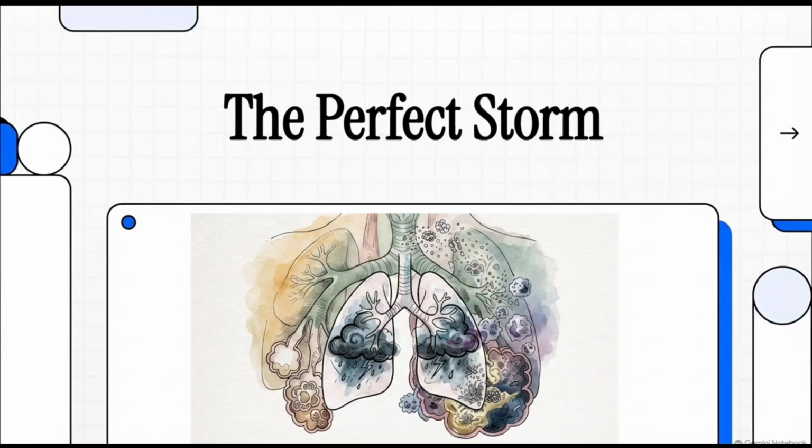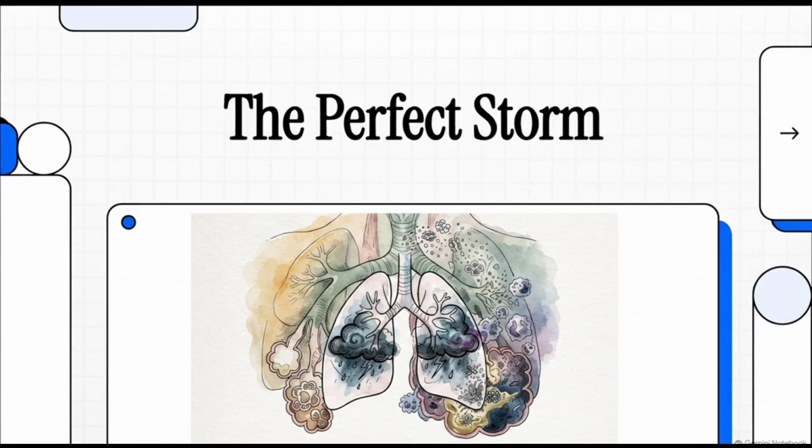Welcome to This Explainer. Today, we're diving into a condition that's pretty often misunderstood. A lot of folks think pneumonia is just a simple infection you catch from someone coughing on a bus. But actually, it's a fascinating biological perfect storm. It's this incredibly precise cascade of anatomical, mechanical, and immune failures.